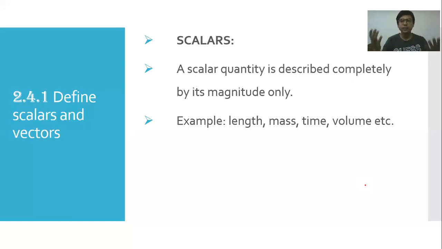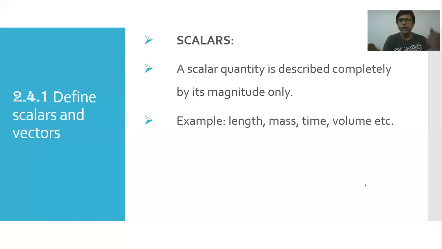So it is understandable. If I'm talking about mass 25 kg, it means that its mass is 25 kg. It is completely described. If I'm talking about time, you say 5 hours. So it is also completely described. So for a scalar quantity, you just need a magnitude.